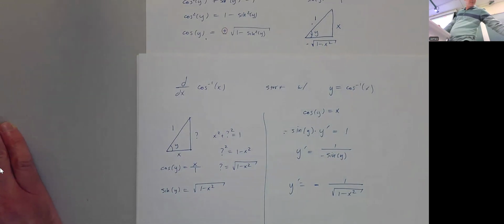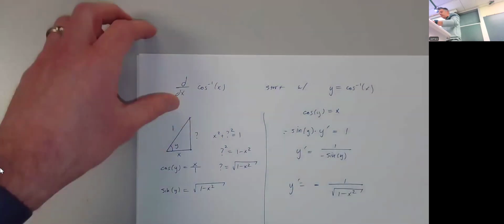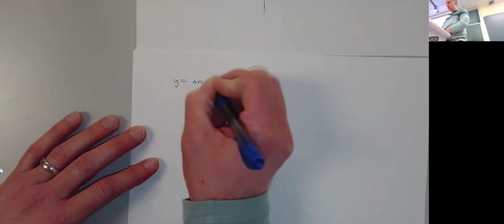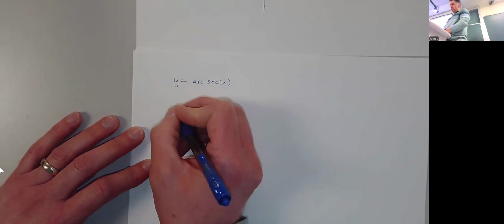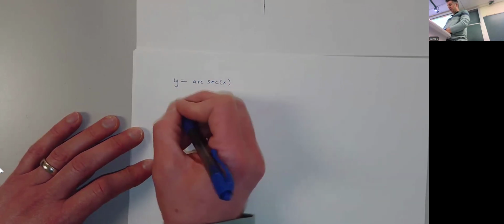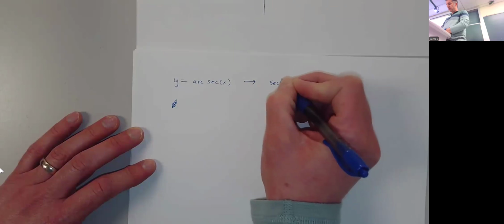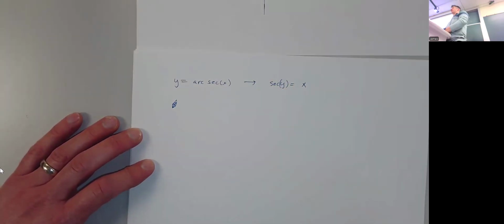So I don't want to get too into the details since we are almost out of time, but I do want to show you what the derivative of arc secant is because it's kind of annoying. So let's say we had y equal to the arc secant of x. I need to first take secant of both sides. So secant of y is equal to x. And now we're going to differentiate both sides.